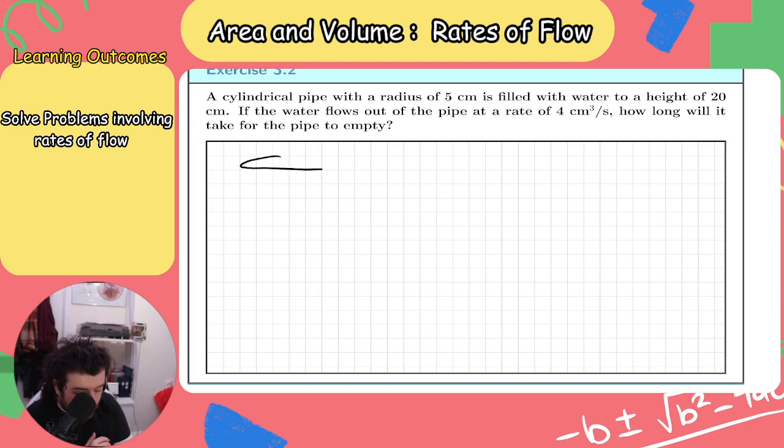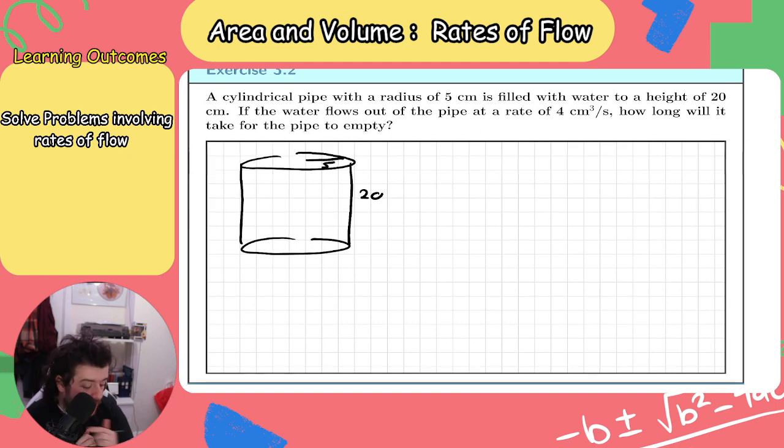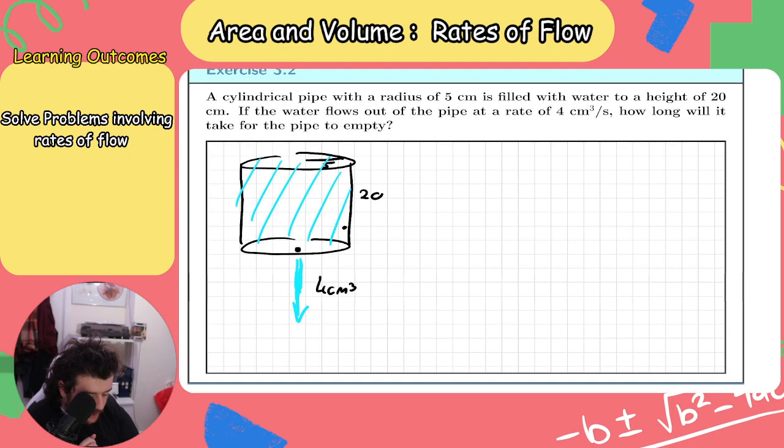So I have my pipe here. Let me just draw it out. Again, always important to sketch. So 20 in height and a radius of 5. It's filled with water. Now, obviously, there must be a little pinhole in it or something, or they must be releasing it from the bottom. Maybe they have a little hole at the bottom here. And water is flowing out of here at a rate of 4 centimeters cubed per second. So we want to find out how long it will take for it to be empty.